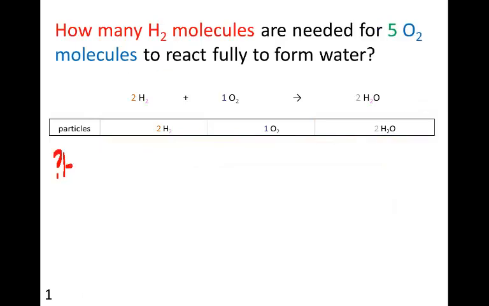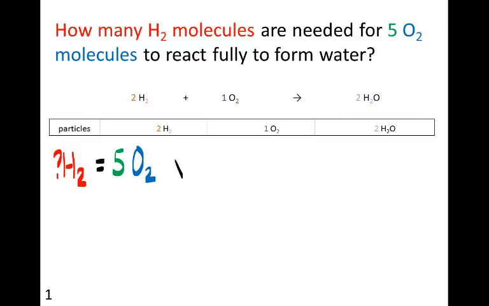How many hydrogen molecules? Now we can't just write how many H2, because H2 means a molecule. There's no such thing as an H2 atom. If it's H2, it is molecules. Are needed for 5 oxygen molecules to react to form water. Again, we don't need to write molecules because O2 is a molecule. That tells us we're speaking about molecules.